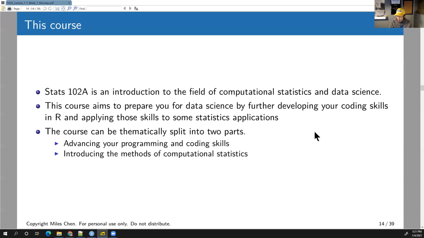Thematically, the course can be split into two parts. We're going to focus a lot on coding, advanced programming and coding stuff. And then there are going to be some basic methods in computational statistics, where we're going to do randomization tests and root finding and things like that. So this forms a foundational course. Then you'll go on and take 102B or 102C. You don't have to take those in order. You can take 102C next and then 102B later. Traditionally people go A, B, C, but if you want to go A, C, then B, there's no rule against that. And you'll do more coding there, okay?